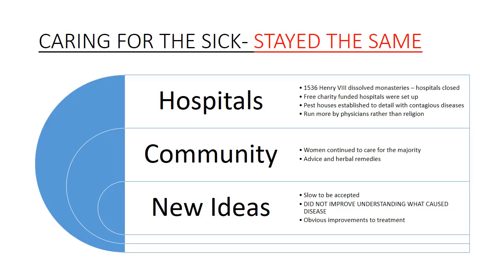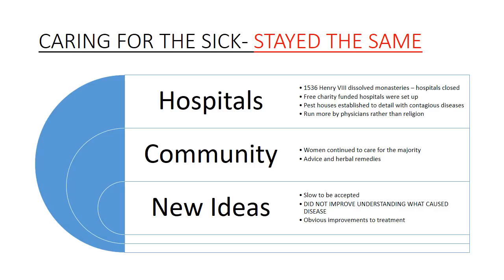In terms of caring for the sick, lots of things stayed the same. For example, hospitals were primarily run by the church, but this changed in 1536 when Henry VIII dissolved the monasteries in order for him to marry Anne Boleyn. A lot of the hospitals closed, and to fill the gap, a number of free charity-funded hospitals were set up. There weren't quite as many hospitals as there had been before, and it took a few hundred years for the number to get back to pre-Reformation levels, but there was much more run by physicians and doctors than by monks and nuns. There were also a number of pest houses established to deal with contagious diseases like the plague. So some good and bad things there with hospitals.